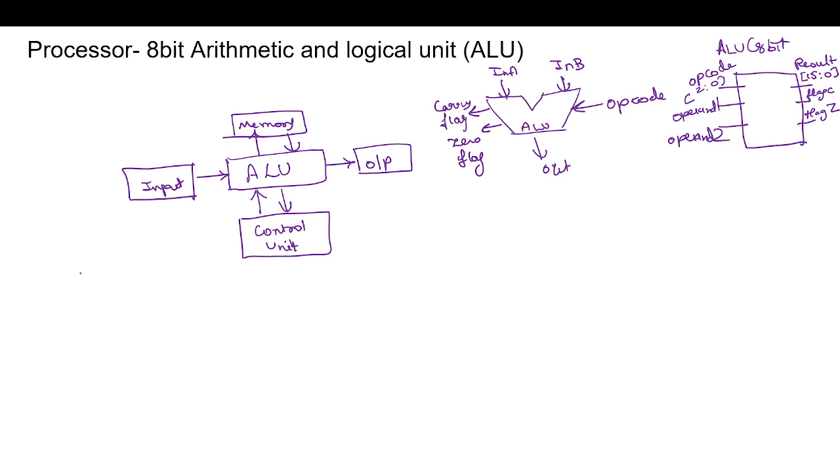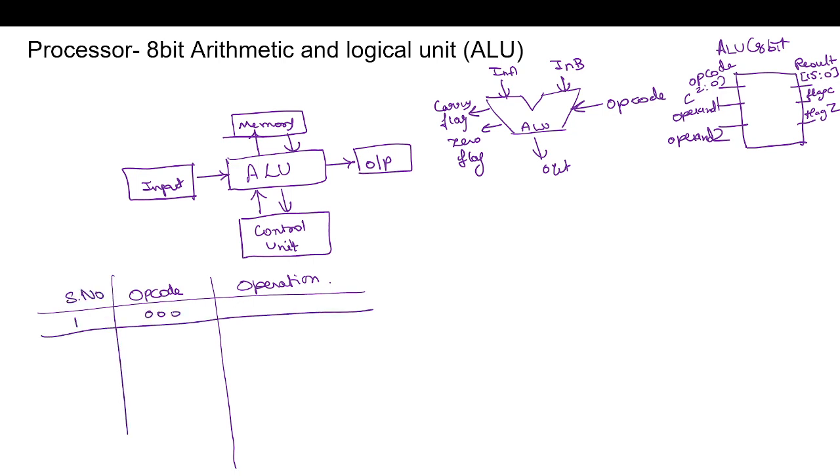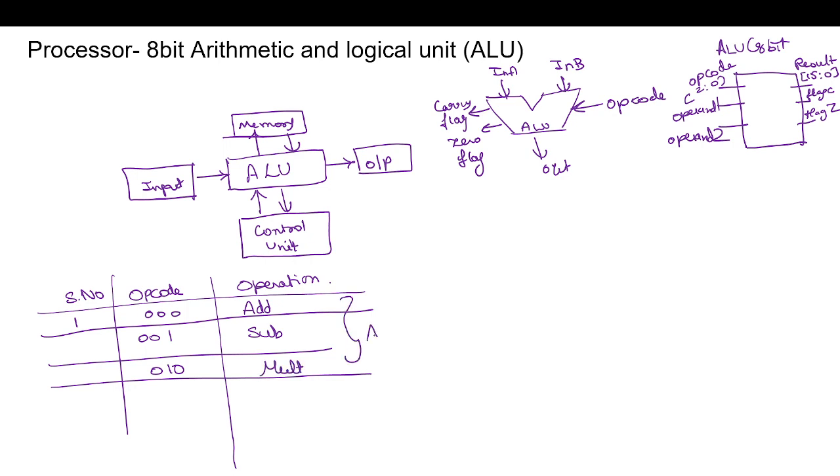And now let us define the opcode and its corresponding operation. Say first 0, 0, 0, I wish to perform addition. 0, 0, 1, subtraction. 0, 1, 0, multiplication. So these three are arithmetic operations.